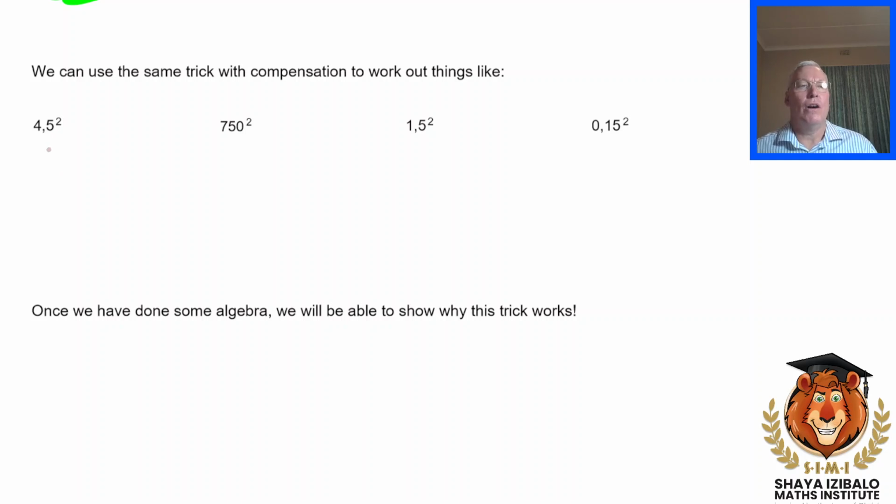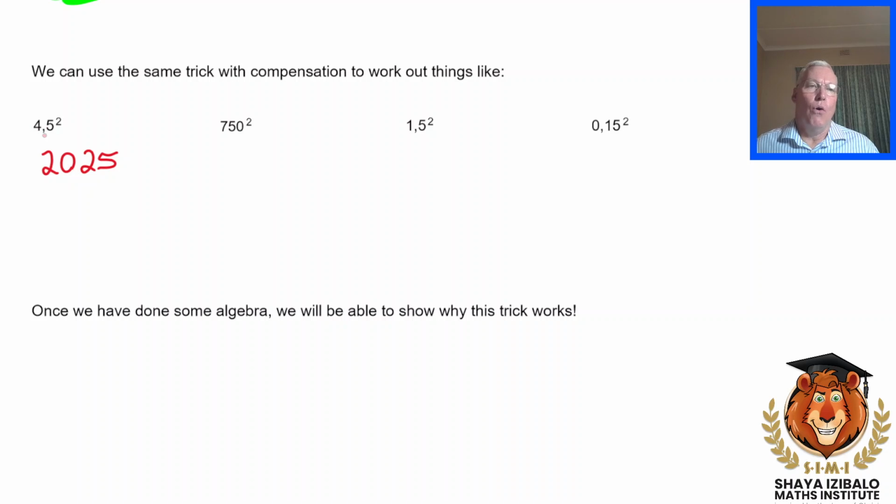So 4.5 squared, let's just think about if the decimal place was not there. In other words, if it was 45 squared, we would know that the answer would be 2, 5, and 4 times 5. Remember the number 1 bigger? 20, 25. We did that one up there.